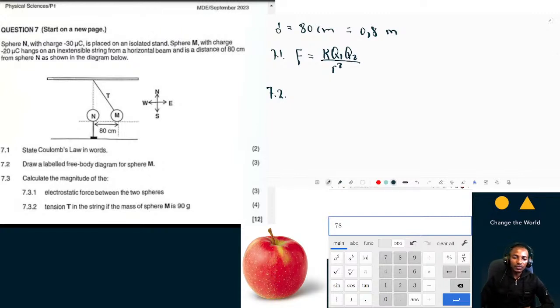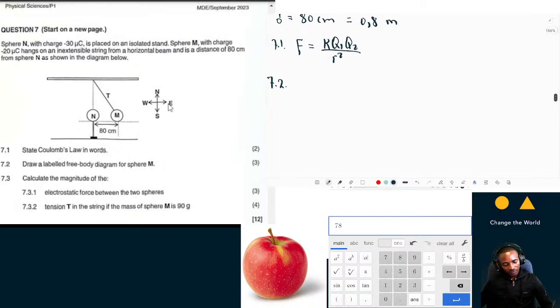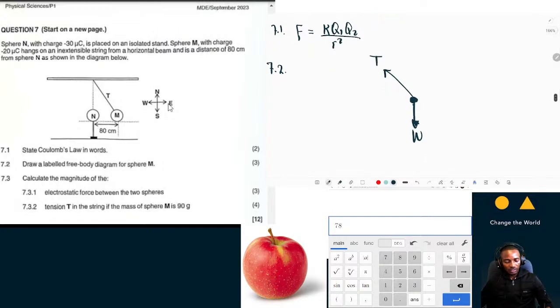Then in 7.2, we need to draw a labeled free body diagram for sphere M. All right, so sphere M is the sphere that is hanging. Since it is hanging, it is possessing the weight force and also the tension which is applied at an angle. Okay, let me draw this free body diagram here. So we have the weight force, then the tension which is applied at an angle, and the angle is not given to us.